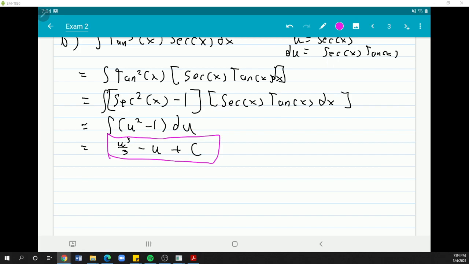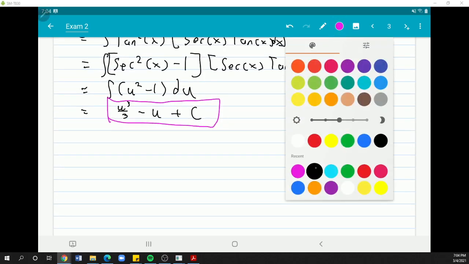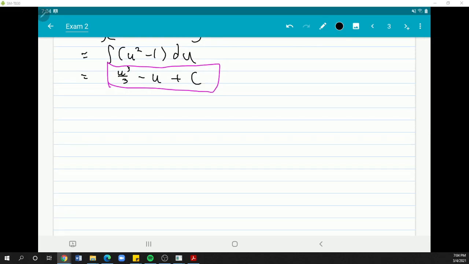And now finally, we do one more, C. And that is the integral of sine squared of 2x times cosine of x.